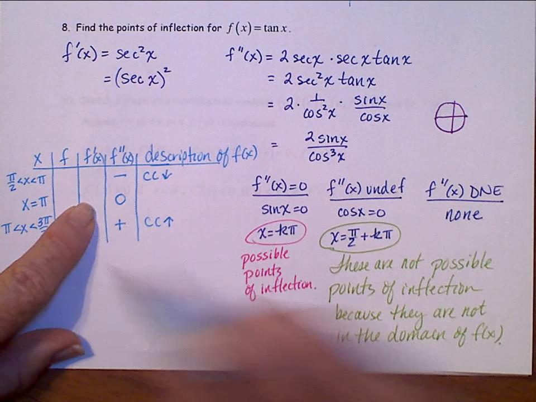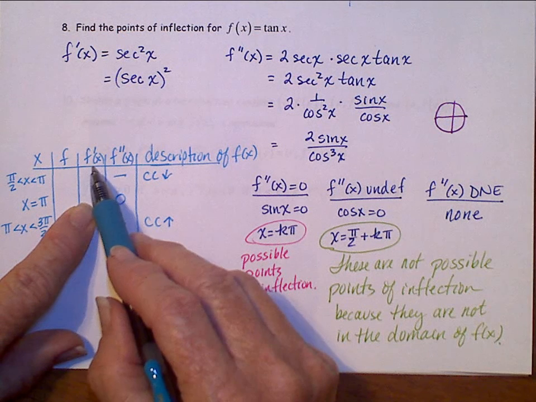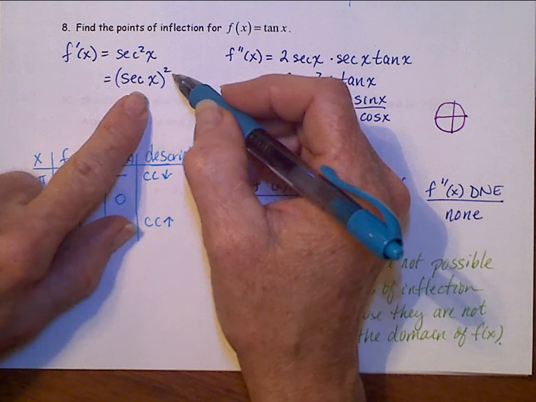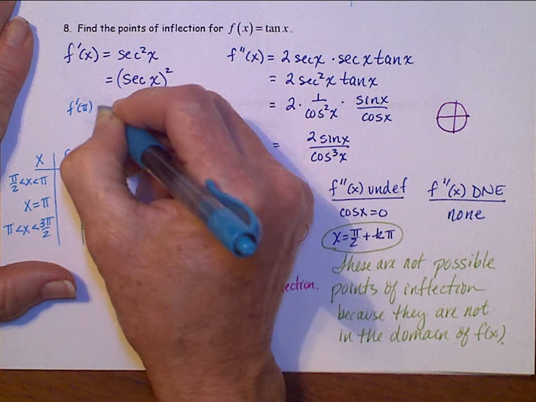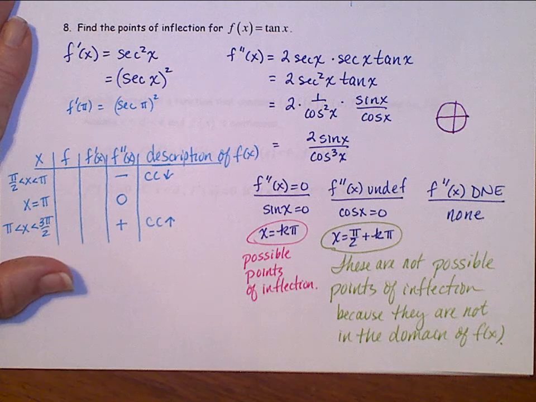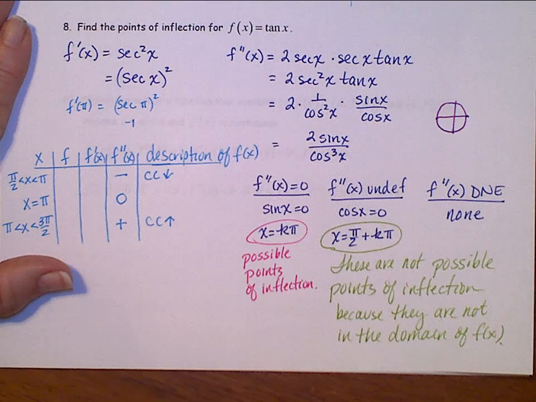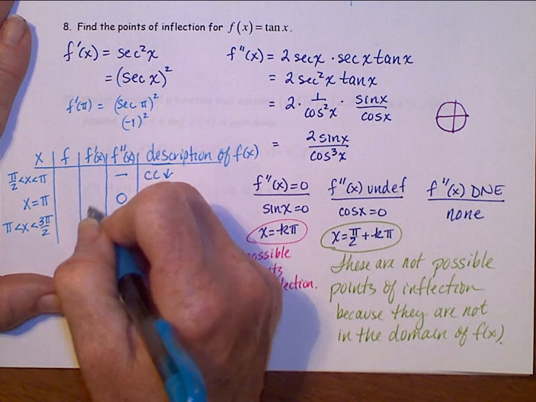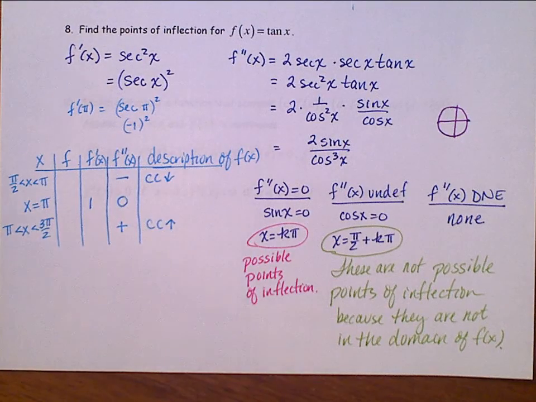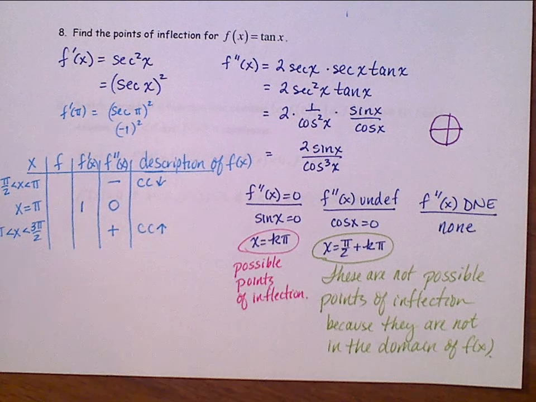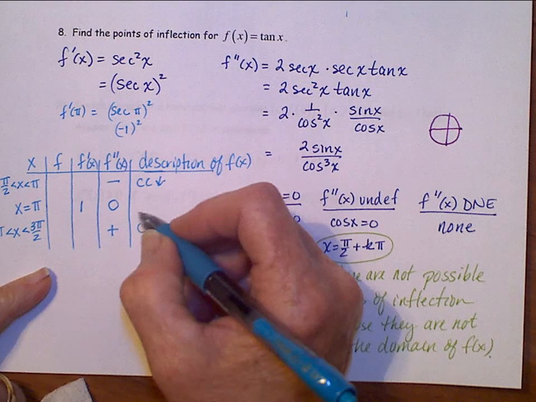So let's look at f prime, and we'll evaluate f prime at pi. All right, here's f prime. Let's evaluate f prime at pi. That's going to be the secant of pi squared. The secant of pi is negative 1. Negative 1 squared is 1. So f prime at pi is 1. All right, do we have a tangent line? Yes, we do, because that's the slope of the tangent. That's the slope. So this is a point of inflection.